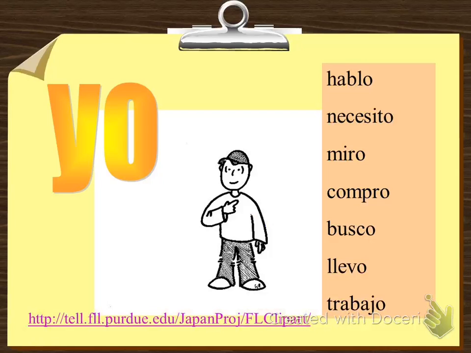So, I want you to tell me what these mean. What is hablo? Okay, not to talk or speak. That would be hablar. What is hablo? I talk or speak. Okay. What is necesito? Good. What is miro? I look at or watch. Good. What is compro? I buy.